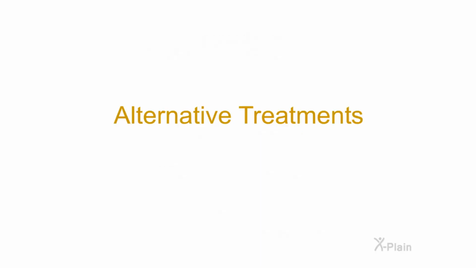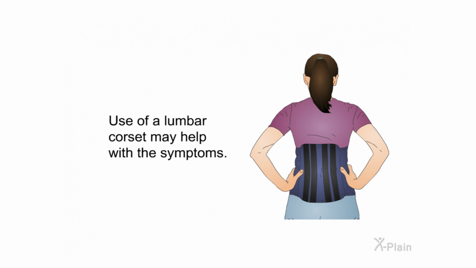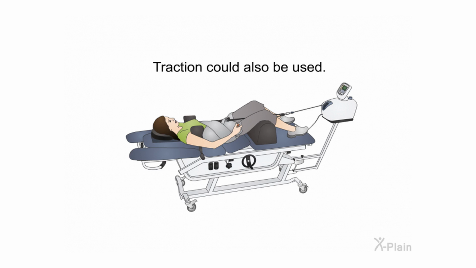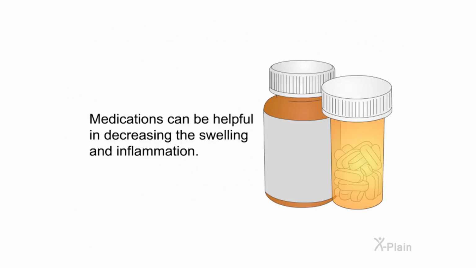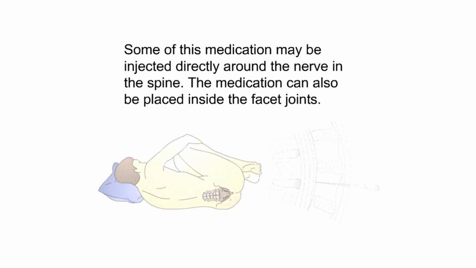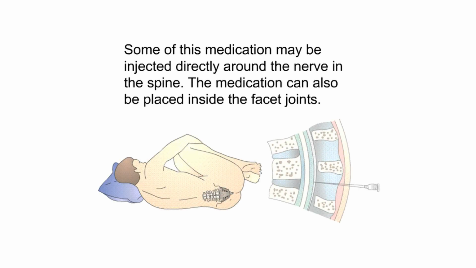Alternative treatments. Use of a lumbar corset may help with the symptoms. Physical therapy may also relieve the symptoms. Traction could also be used. Medications can be helpful in decreasing the swelling and inflammation. Some of this medication may be injected directly around the nerve in the spine.